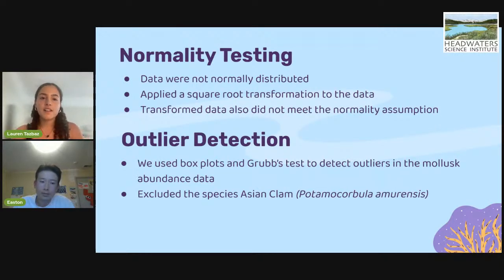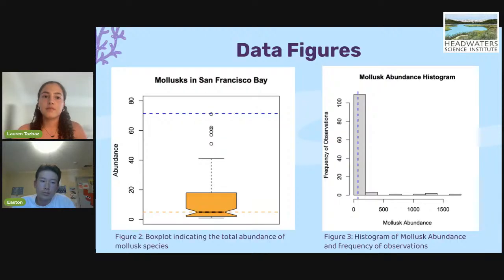So we started with normality testing. We saw that the data was not normally distributed, so we applied a square root transformation to the data. But after we did this, the transformed data also did not meet the normality assumption. So we moved on to outlier detection. We used box plots and a Grubbs test to detect outliers in the mollusk abundance data, and then we excluded the species Asian clam. There's a very large abundance of the Asian clam species, so by excluding it, it condensed our data and made it easier to understand.